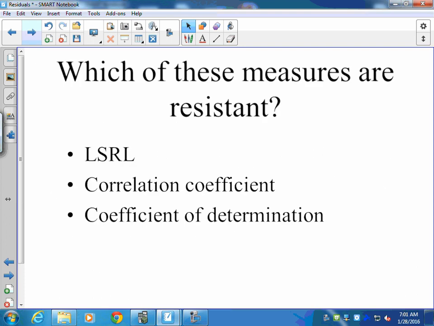Okay, now last thing for this lesson, what values are resistant to outliers? Least squares regression line, correlation coefficient, coefficient of determination. And of these, none are resistant. Every one of these calculations is affected by an extreme value in either situation.